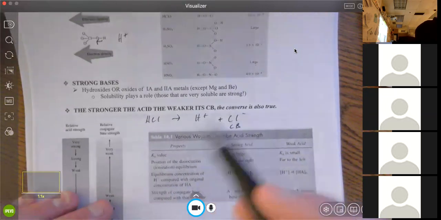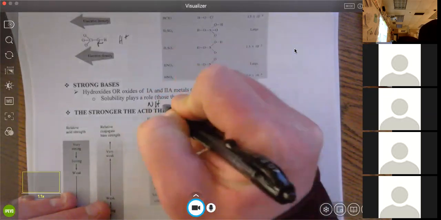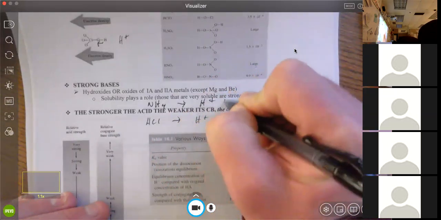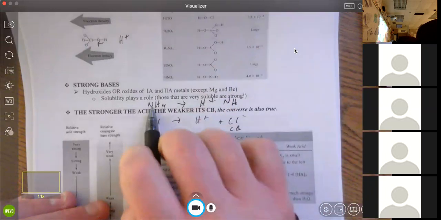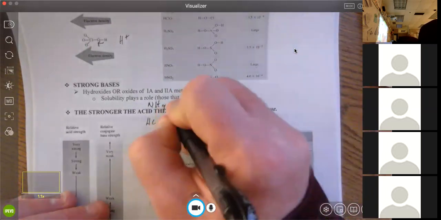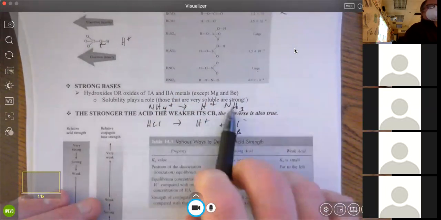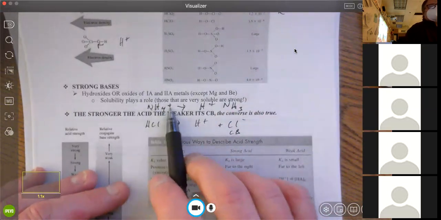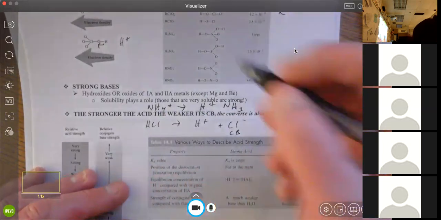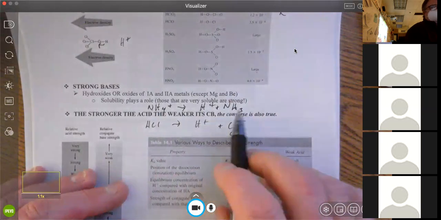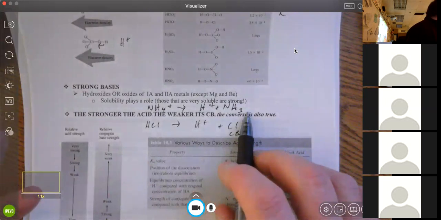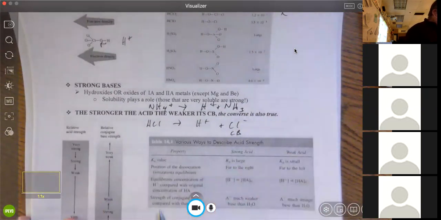If we have a weak acid like NH4 plus, that gives a stronger base, NH3. Now this isn't a strong base, but it's one of the stronger ones.